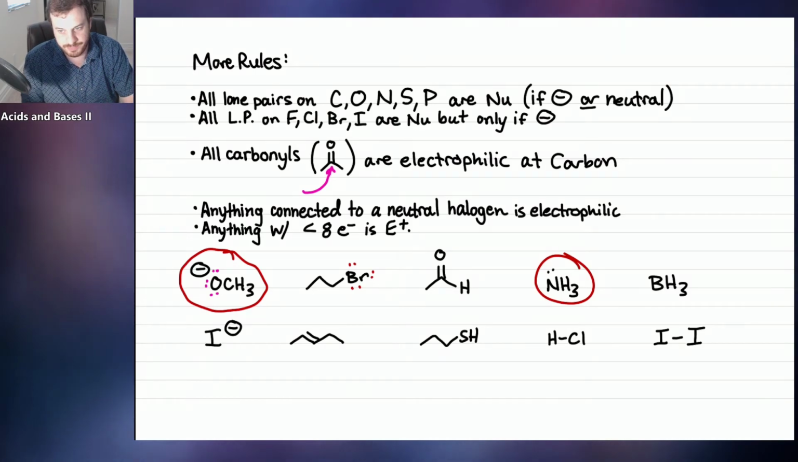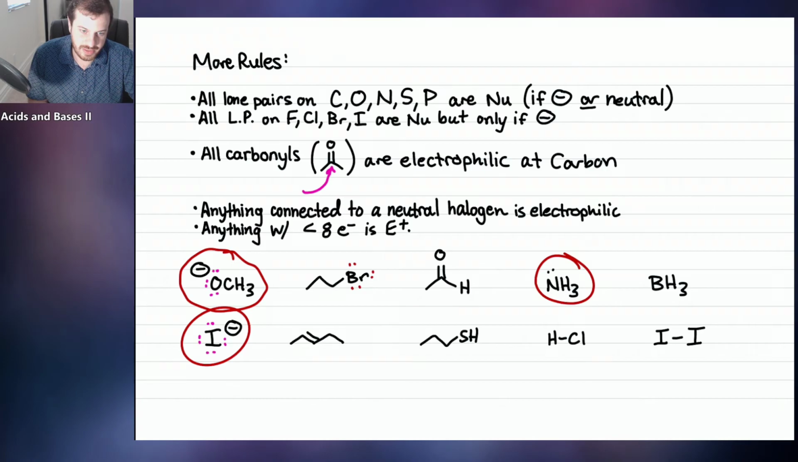BH3, borane. Boron has less than 8 electrons. It has 6 electrons in this case. It's one of our octet violators. So that means it is an electrophile, so we're not going to circle that. I-, it's a negatively charged halogen. It says right here that all lone pairs on iodine are nucleophilic, but only if negative, and this is negative. So that means the lone pairs on this iodine are nucleophilic, which makes the whole iodide a nucleophile itself.